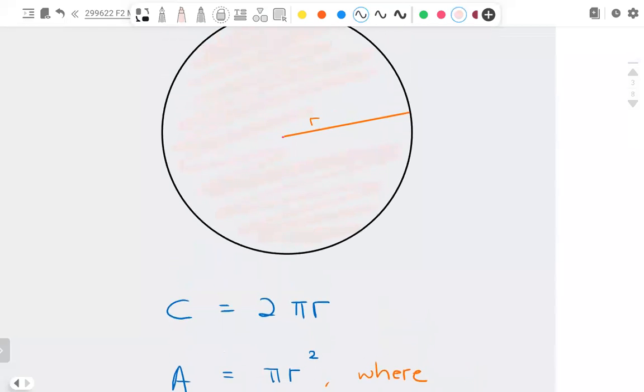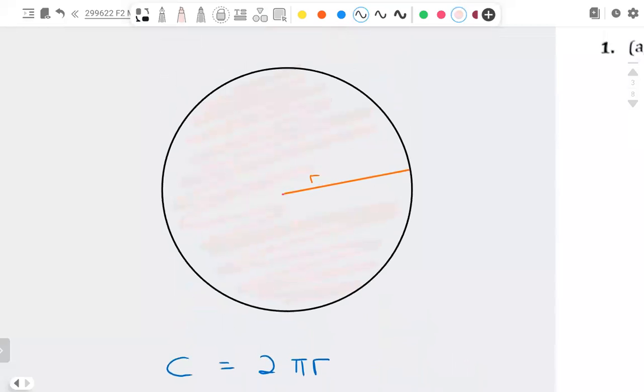Then if we want to find only part of the circumference, like the green color line, it has its own name. This one we call arc, ARC. Arc is part of the circumference. It depends on the size of the arc, whether it is a smaller part, minor, or major.